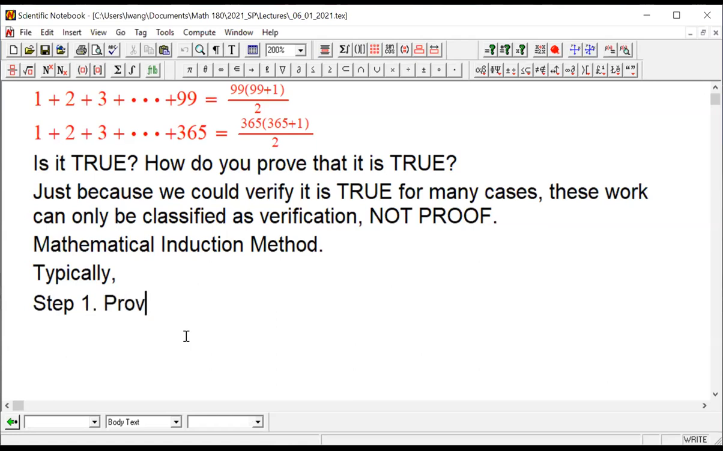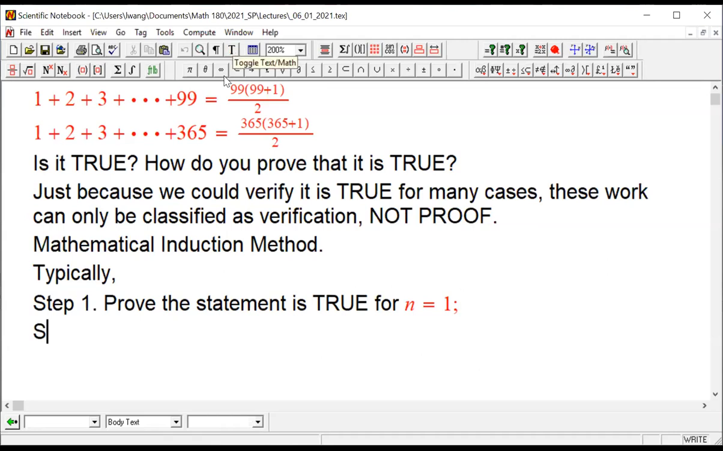Step 1, prove the statement is true for the smallest natural number. Sometimes it's 1, but it's not limited to 1. It could be 2, if the smallest number for which it is true happens to be 2. So it's not always 1, but in this case it's 1.